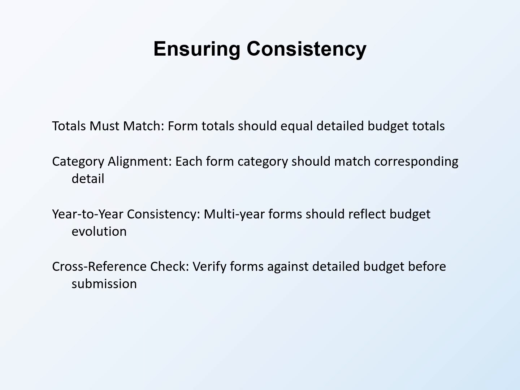Year-to-year consistency requires that multi-year forms reflect how your budget evolves over time. If equipment is concentrated in year 1, that should be visible in year-by-year breakdowns. If staffing increases in year 2, personnel should reflect that. Year patterns on forms should match your detailed budget narrative.